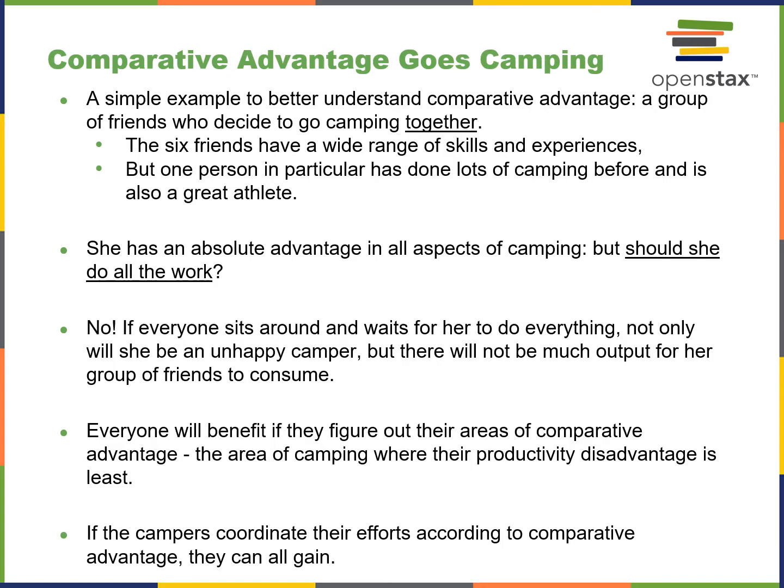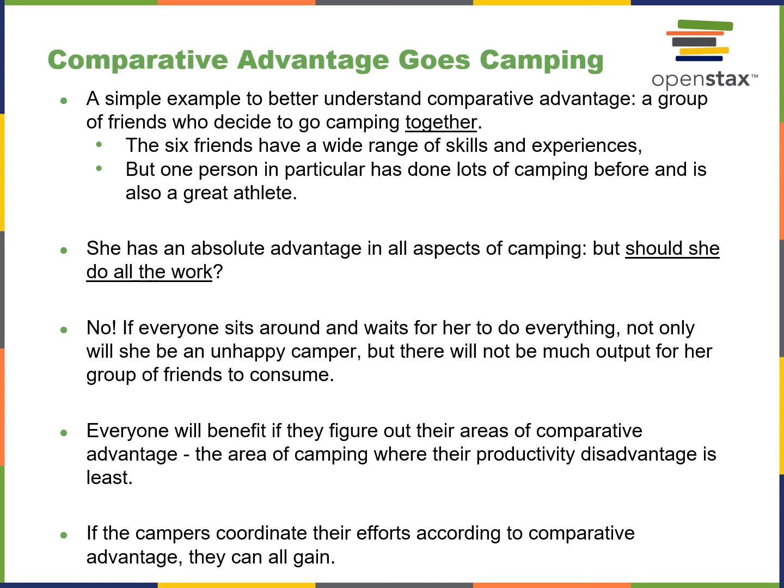Comparative advantage goes camping. It's kind of a comparative advantage example of 6 friends going camping together. They have a wide range of skills and experiences, but one person has done lots of camping before and is also a great athlete. So this particular individual has an absolute advantage in all aspects of camping. Should she do all the work? Well, that's not going to happen. I mean, everybody knows that.